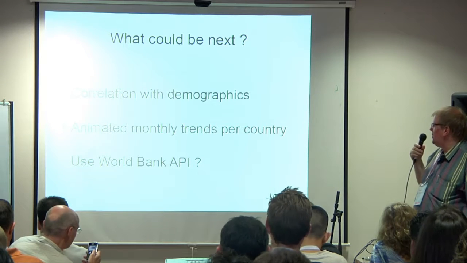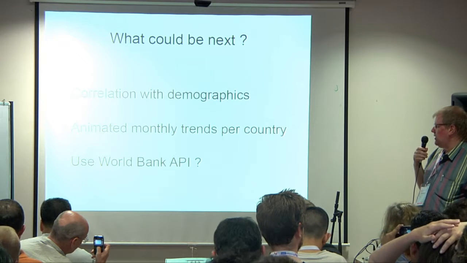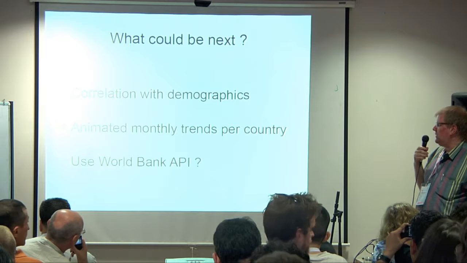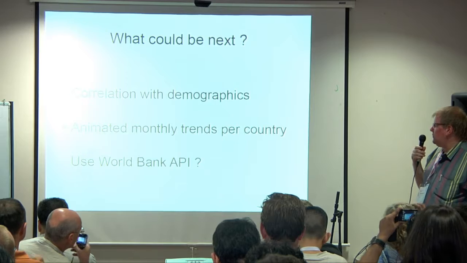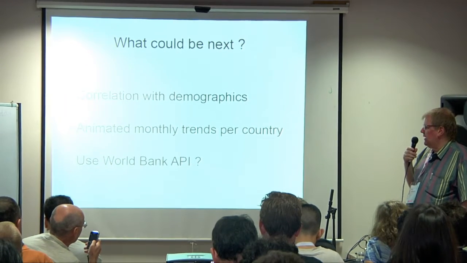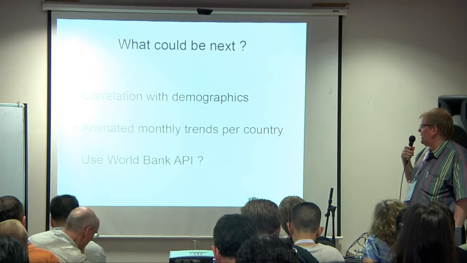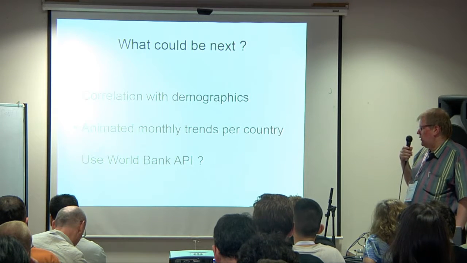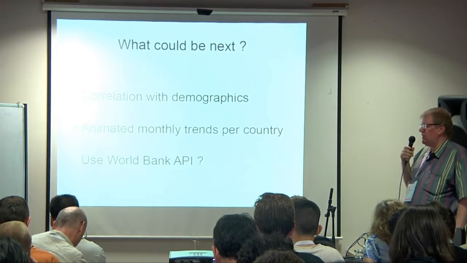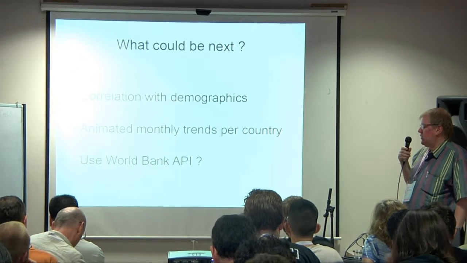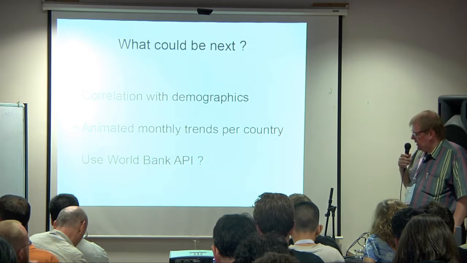So what we could do to extend even further on this would be to correlate it with demographics. And it would be nice if we could find demographic data which is of the same granularity. I'm not sure, but I've seen charts, I'm not sure if those data are open. And like I said, we could animate the monthly trends, for example, using the World Bank API. They have a huge collection of data and a nice API, and we could get all kinds of data on a yearly and sometimes monthly basis and put that in.